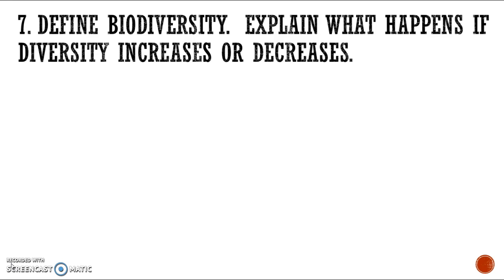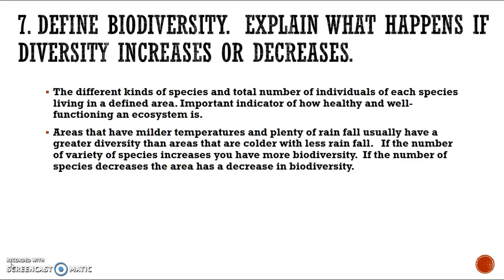Biodiversity, and what happens if the diversity in a community or an ecosystem increases and decreases, is a pretty important topic in biology and the world around us. So we're looking at different kinds of species and the total number of individuals in each species that are living in a defined area. It's a really important indicator of how healthy and stable the ecosystem is. We also know that if there's milder temperatures and plenty of rainfall, there's usually greater diversity than an area that is colder with less rain.